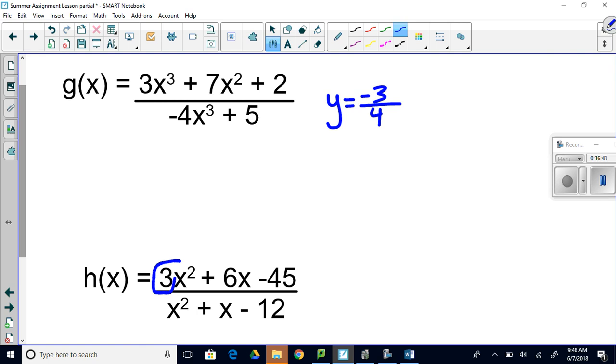This one, you have the same exponent, so it should be y equals 3 over 1, which is 3. So make sure, once again, you have y equals 3 and not just 3.